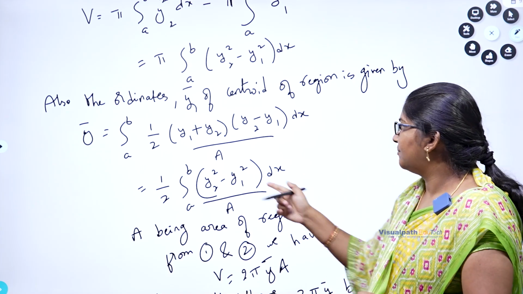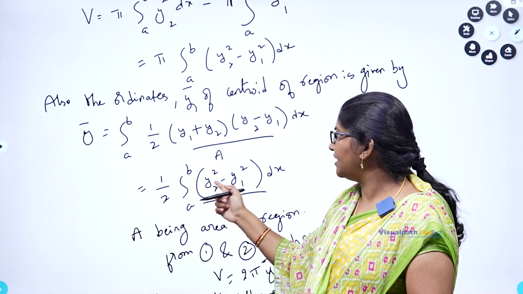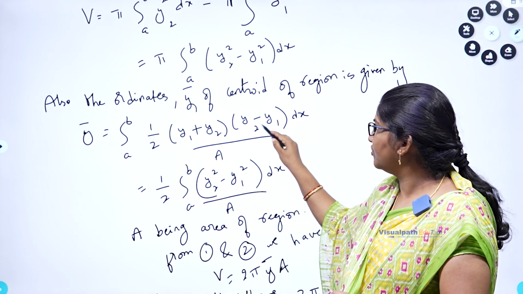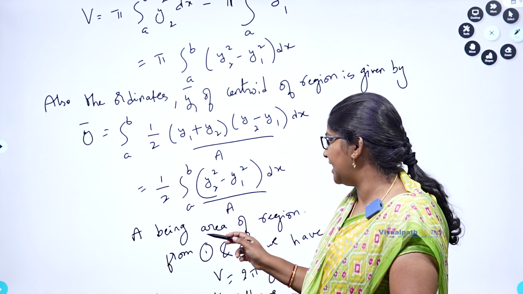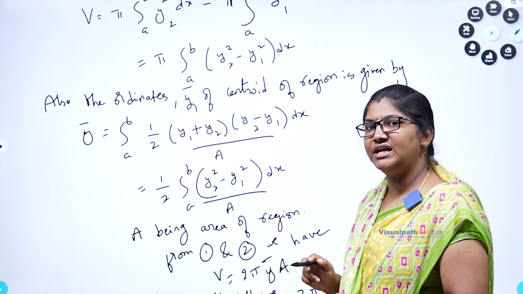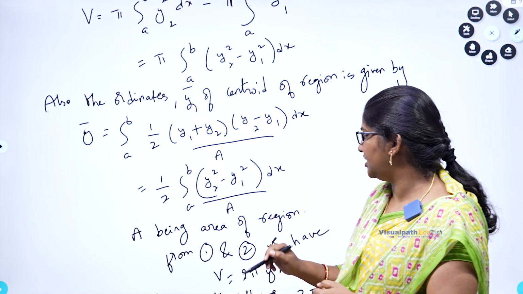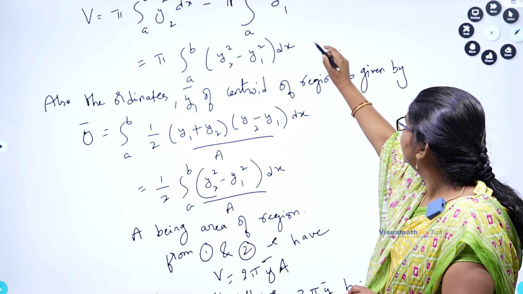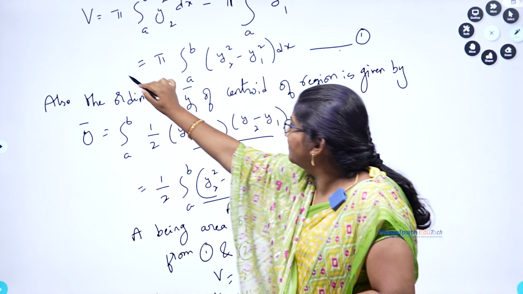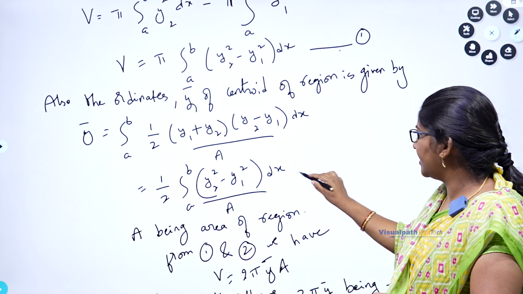Therefore, divided by A, this is 1 by 2 into (a plus b) into (a minus b), that is a square minus b square, dx by A, A being the area of the region. From equations 1 and 2, what is equation 1 here? This is equation 1, the volume. This is equation 2.